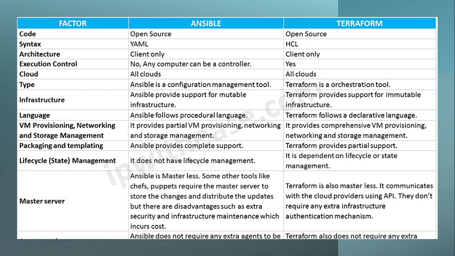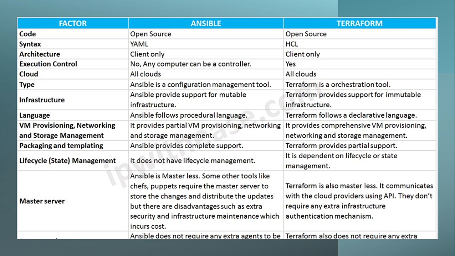Infrastructure: Ansible provides support for multiple mutable infrastructure. Terraform provides support for immutable infrastructure. Ansible follows procedural language, whereas Terraform follows a declarative language. Ansible provides partial VM provisioning, networking, and storage management, whereas Terraform provides comprehensive VM provisioning, networking, and storage management. Ansible provides complete support for packaging and templating. Terraform provides partial support for packaging and templating. Ansible does not have any lifecycle management, whereas Terraform is dependent on lifecycle or state management.